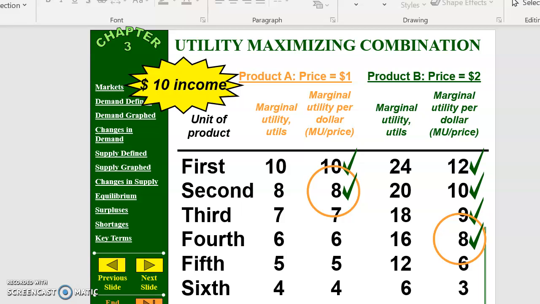What do I do now? I've got $3 left, and we usually, in these little scenarios, spend all our income, okay? Now I'm going to buy one of each. I'm going to buy one of A and one of B, taking me down to no money, satisfying the algebraic equation, giving me equal utility per dollar on the last dollar spent. 8 utils per dollar for A, 8 utils per dollar for B, right?